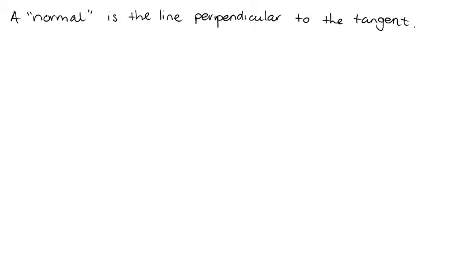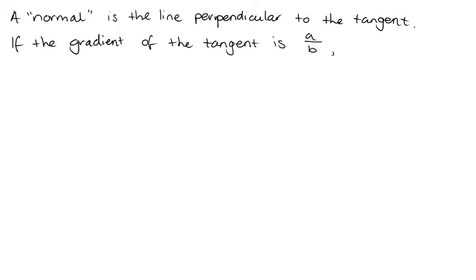Okay, so if the gradient of the tangent is a over b, the gradient of the normal is, now I don't know if you remember this from year 10, a over b, you flip it and you change the sign. So it'd be negative b on a.